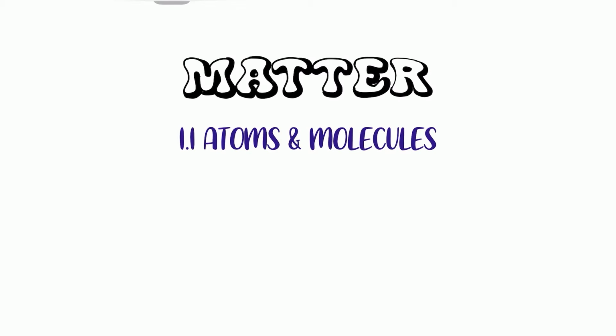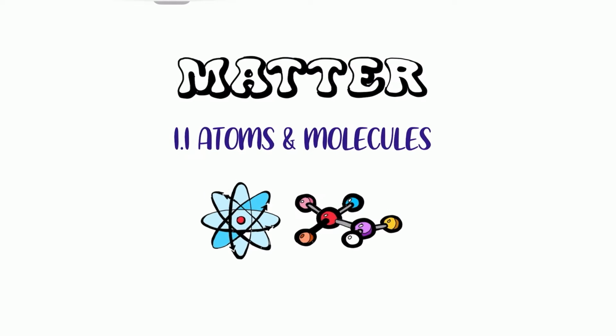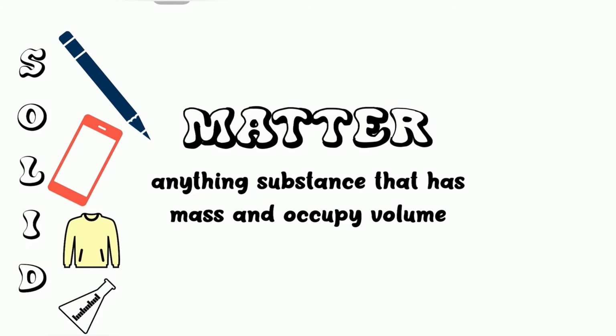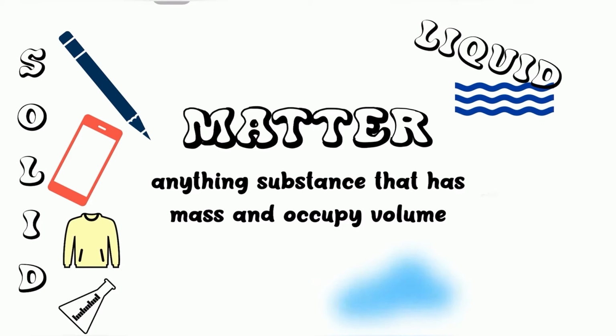Hi everyone, this is Chapter 1, Matter 1.1: Atoms and Molecules. What is matter? Matter refers to any substance that has mass and occupies volume. It can exist in solid, liquid, and gas states.